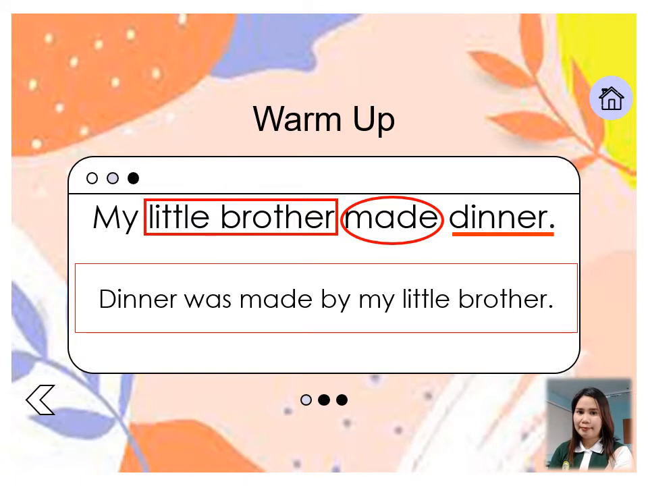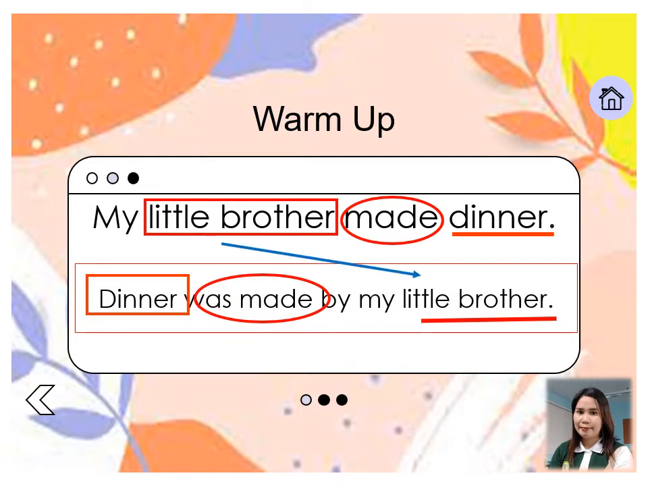How about in sentence number 2? Dinner was made by my little brother. So our subject is dinner, and our verb is was made. Our receiver or the object of the verb is little brother. But dinner here is not the doer of the action. It is still the little brother. Okay? So, what do you think is our topic for today? Let's find out.